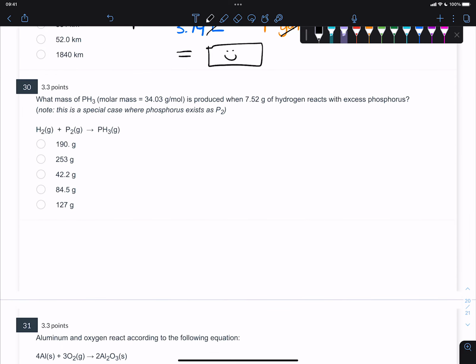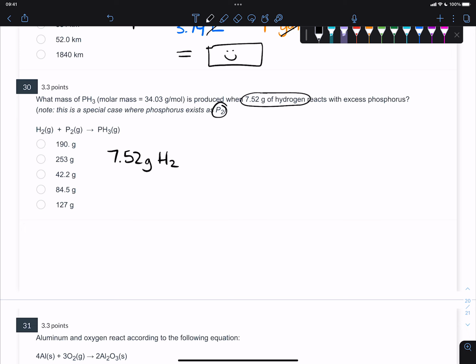Number 30. What mass of phosphorus trihydride, which has a given molar mass, is produced when 7.52 grams of hydrogen reacts with excess phosphorus? Luckily they are telling you what phosphorus's formula is here, and they give you the formula as well. This is stoichiometry. So the way that you start this off is you look at the quantity given. We have 7.52 grams of hydrogen. So let's write that. 7.52 grams of H2.